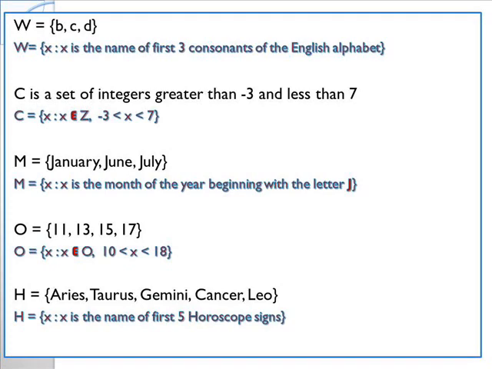Both are correct. Then we have the final set containing the names of horoscope signs: Aries, Taurus, Gemini, Cancer and Leo. So we will simply write x such that x is the name of the first 5 horoscope signs. And that is how we describe a set in set builder form.